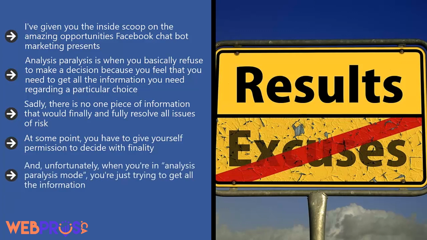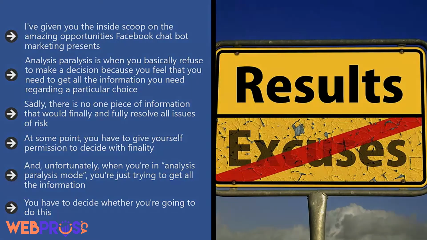And unfortunately, when you're in analysis paralysis mode, you're just trying to get all the information. You're trying to contain all the risks. You're trying to figure everything out with maximum certainty. That's not going to happen. You have to decide whether you're going to do this. And if you do decide to do it, go all the way. I'm not talking about spending thousands of dollars on custom chatbots, but go all the way in terms of knowing what you need to know, optimizing your results, and eventually getting the results that you're looking for. I wish you nothing but the greatest success with Facebook Messenger chatbot marketing.